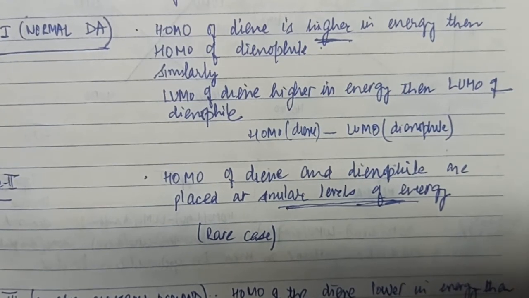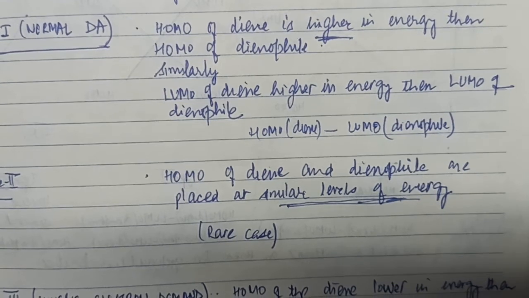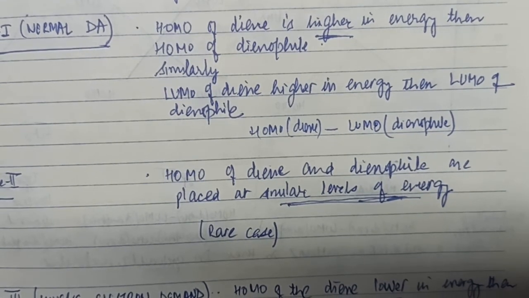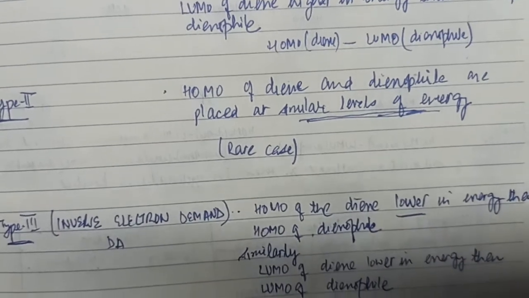So both substitution patterns, both the interactions, are equally important, and substitution on both types of orbitals should affect the overall reactivity or the speed of the reaction. This is the second type of Diels-Alder cycloaddition reaction.